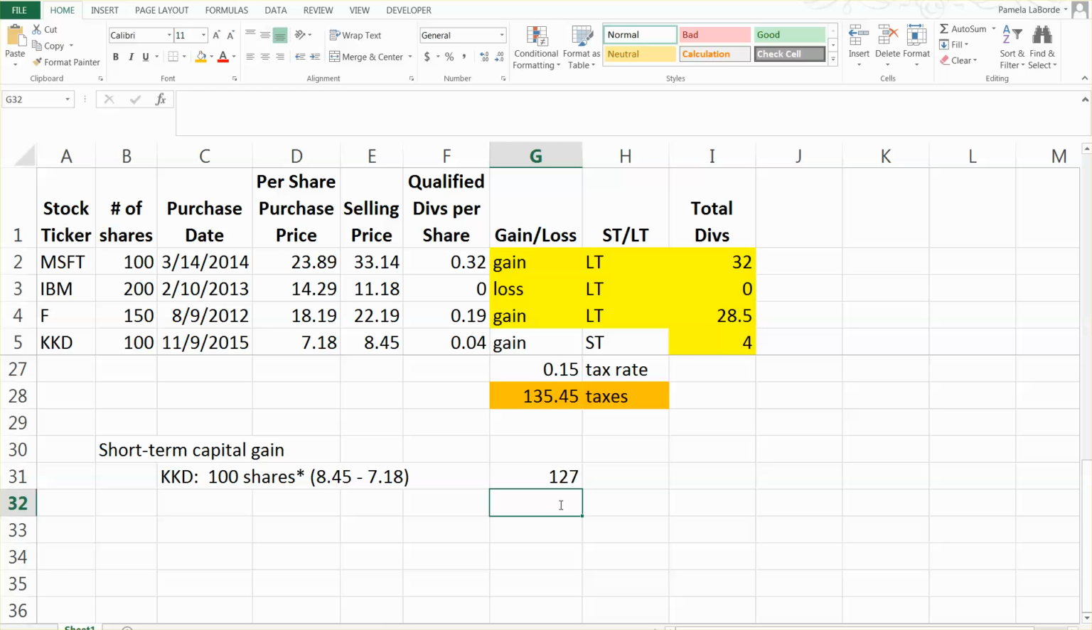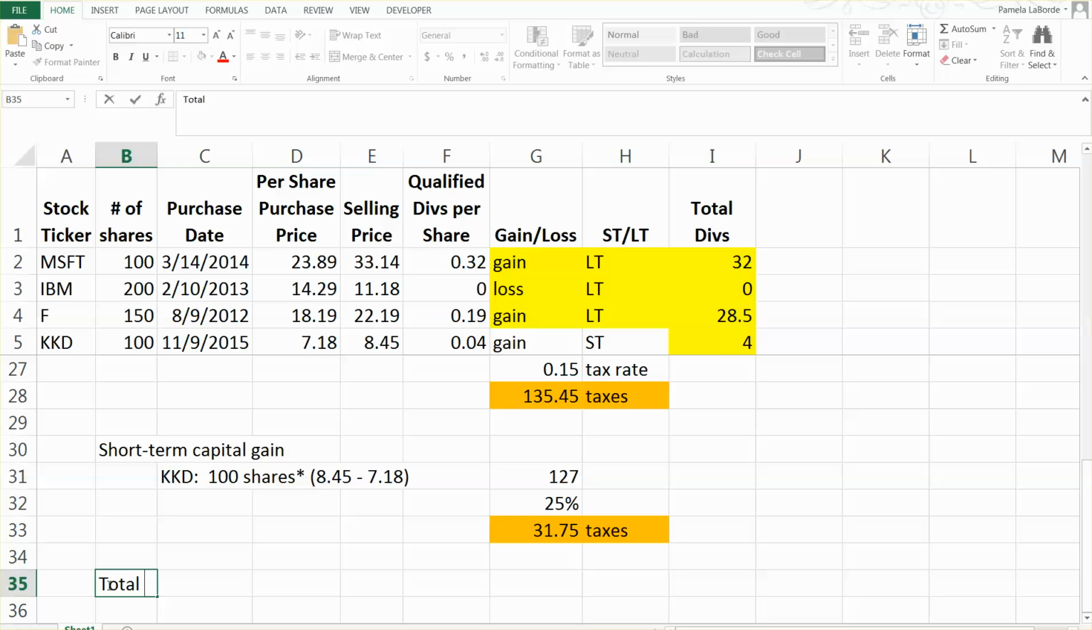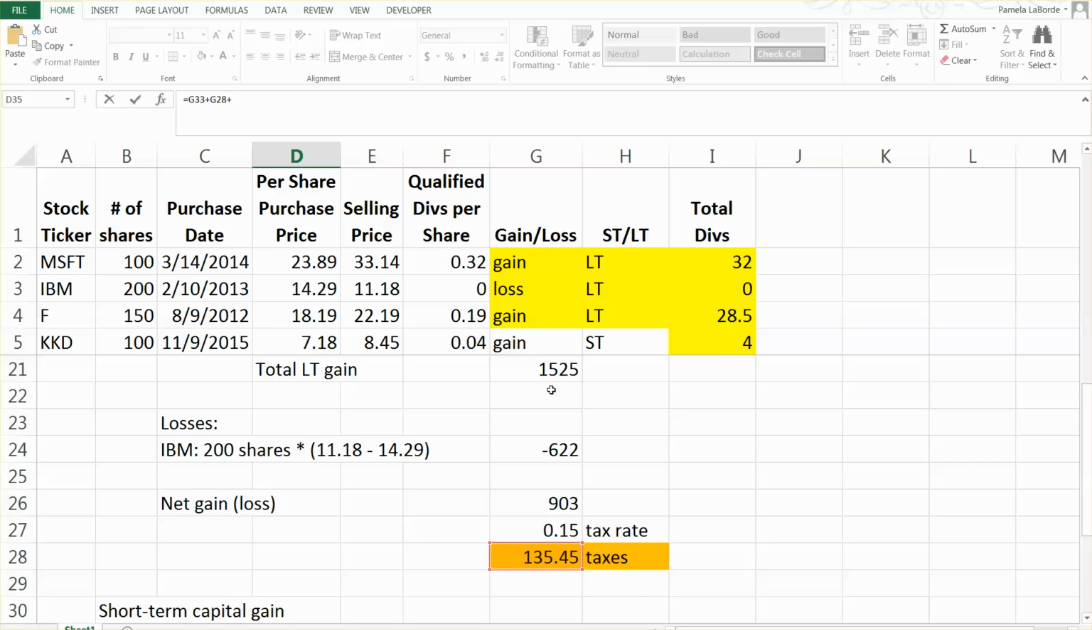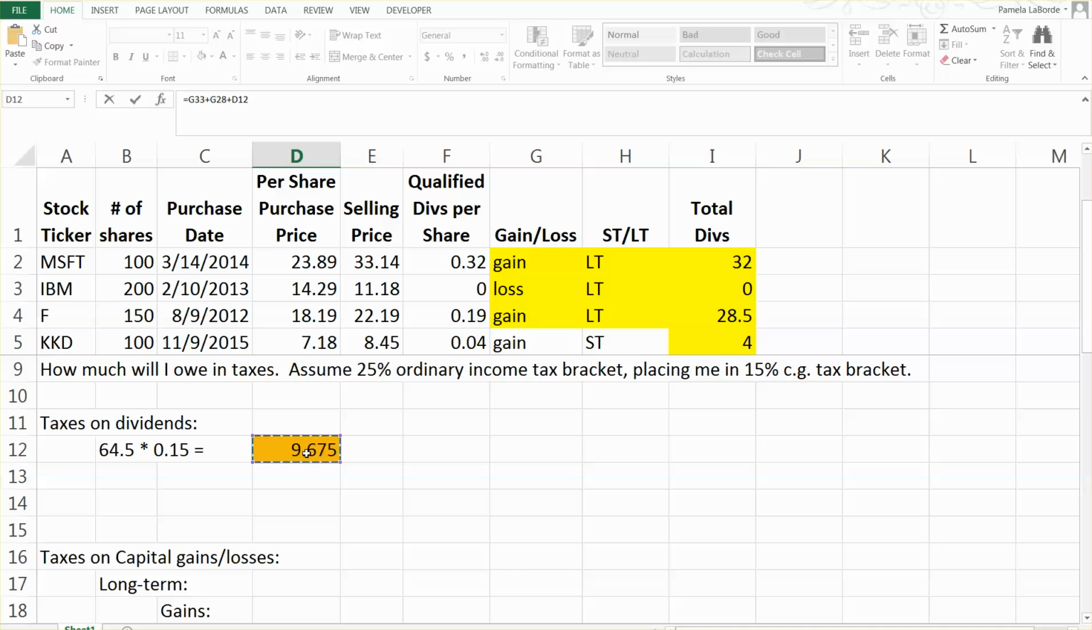I pay the ordinary tax rate on the short-term capital gains, and that was 25%. To find out my taxes, I take the 127, which is the short-term capital gain, and multiply it by the 25% tax bracket. So here's the taxes that I owe on that short-term capital gain. All the taxes that I pay in orange, I'm going to total them. So my total taxes will be this 3175 plus this 135.45 plus this 968.